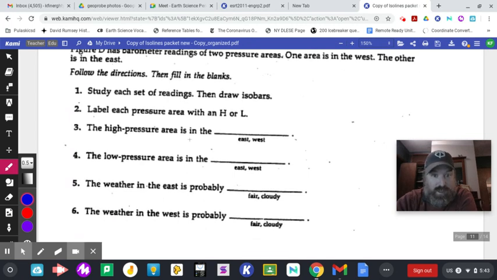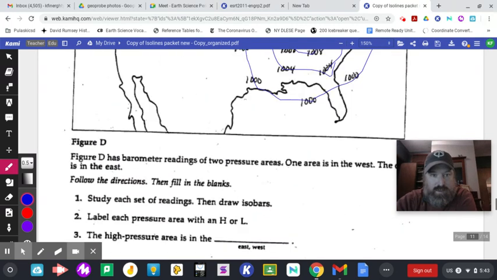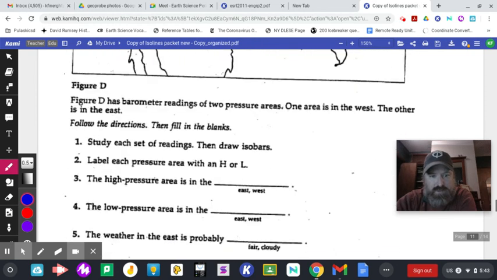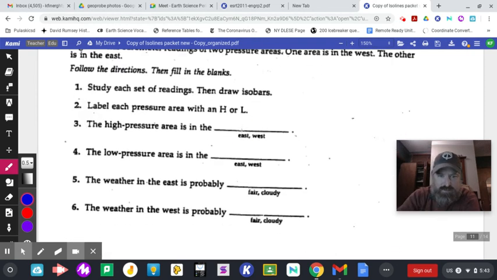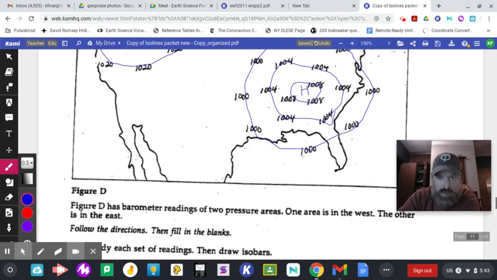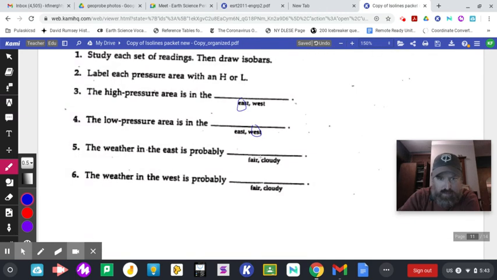So we did it. The high is in the east. The low is in the west. So in the east, high and dry, low and lousy. The east is probably fair, and the west is probably cloudy.